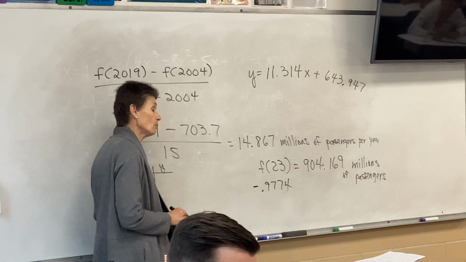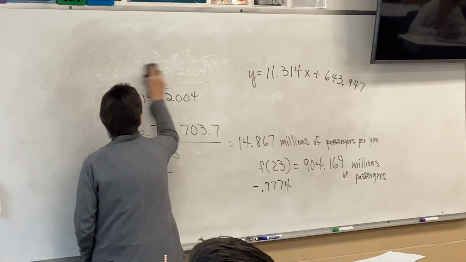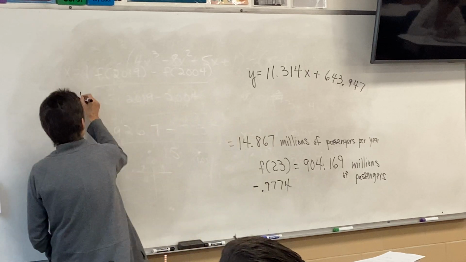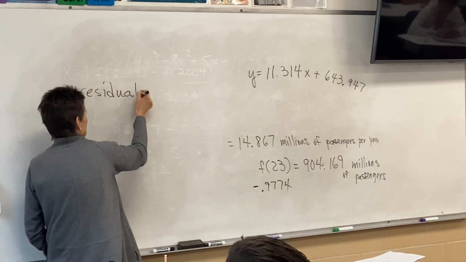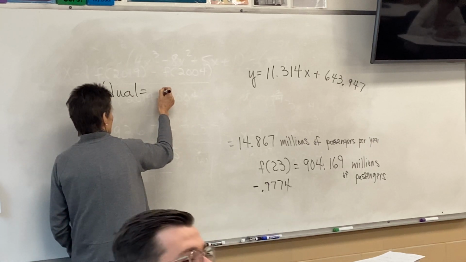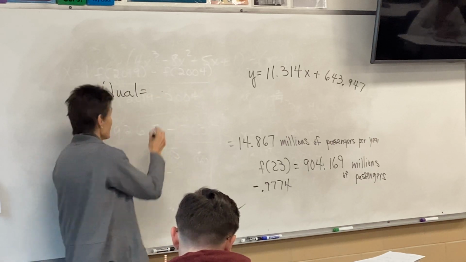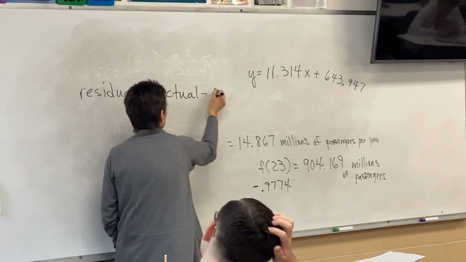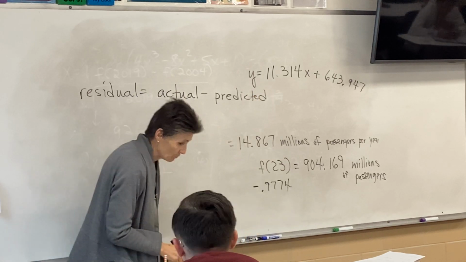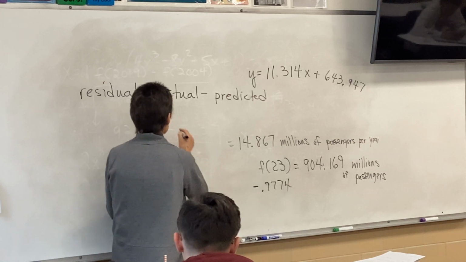If you want to calculate that by hand, how do we calculate a residual? What is a residual? I had this written on the board before. We should know what this is. Actual minus predicted. Yep. So we know the actual value. This is for 2016. So the actual value is 824.